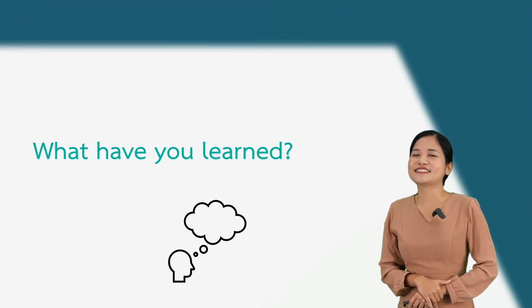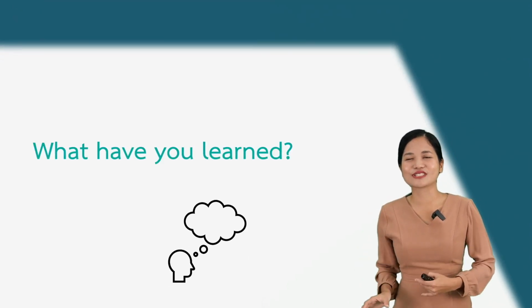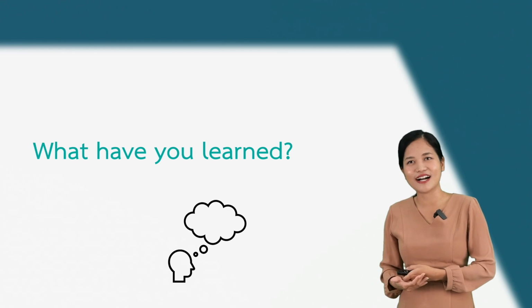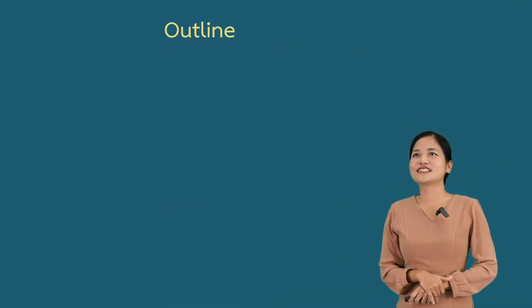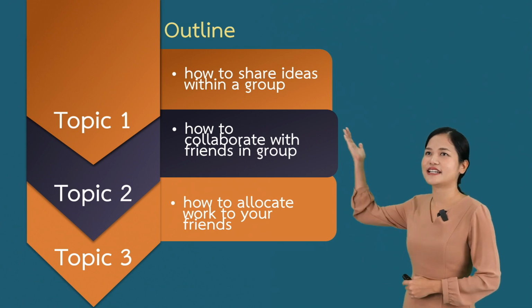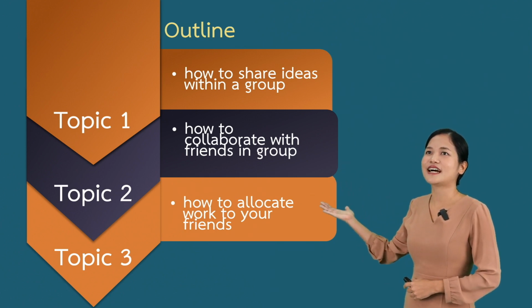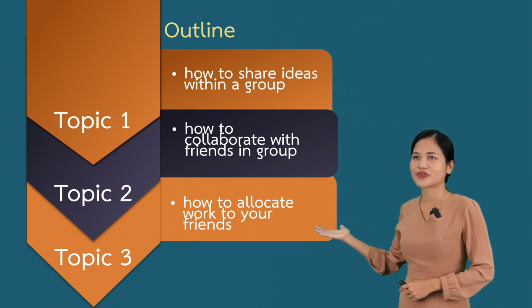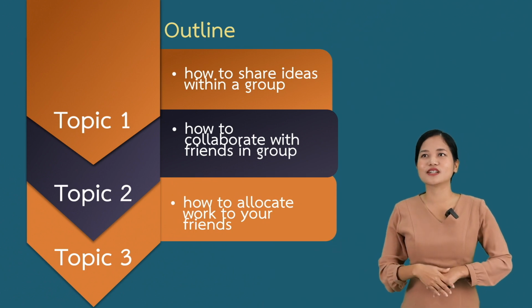Okay, and here we come to the conclusion. Think about what you have learned so far. We have covered these 3 topics. First, how to share ideas within a group. Second, how to collaborate with friends in a group. And last, how to allocate work to your friends.